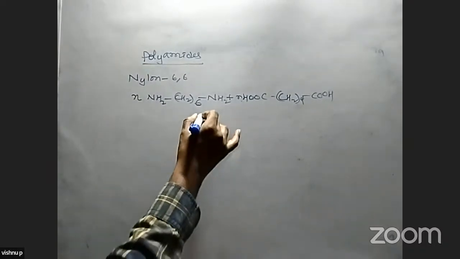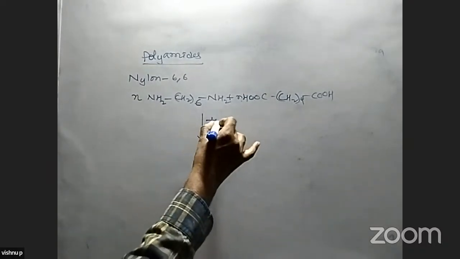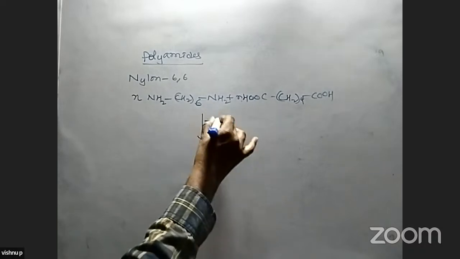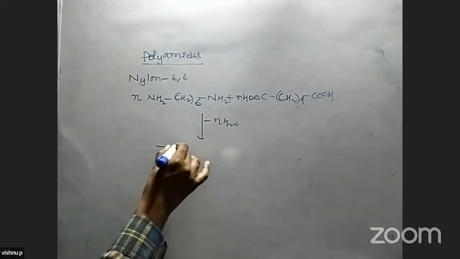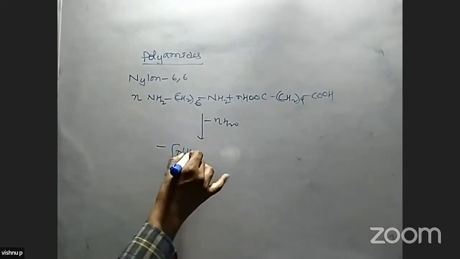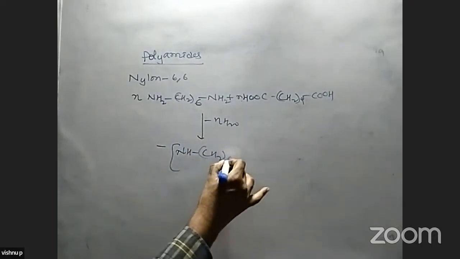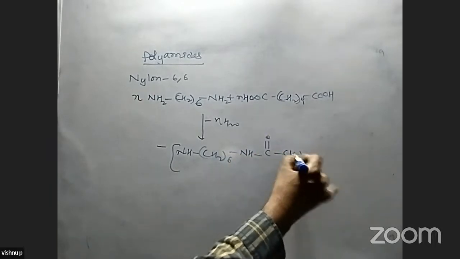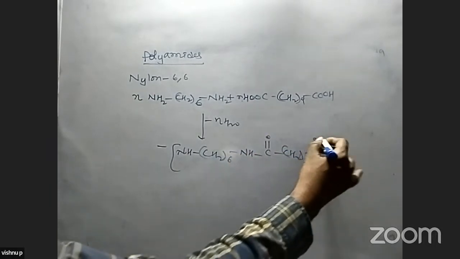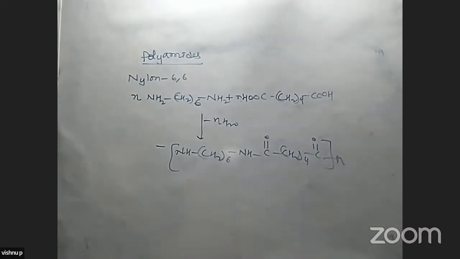In this condensation polymer, loss of water molecules takes place. N number of water molecules are lost, and we get this compound: NH, CH2 six times, NHCO, CH2 four times, and CO. This type of polymer is formed in this reaction.